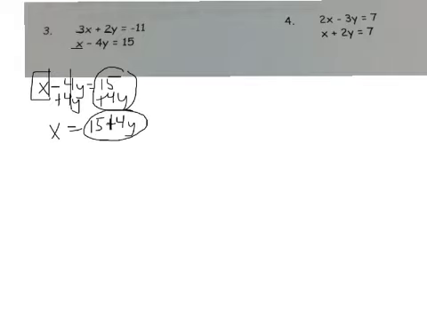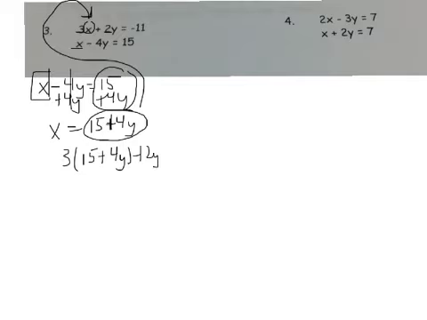So this is going to replace x in this top equation up here. So I'm going to swap this circle in right there. And so this is what it'll look like. 3, I take out x, and in parentheses I put this whole thing, 15 plus 4y, and then I keep the rest of it. Plus 2y equals negative 11. So now I'm going to solve. So I got parentheses here, so I got to get rid of those. Double rainbow. 45 plus 3 times 4 is 12y. Keep going, bring down the rest of it.